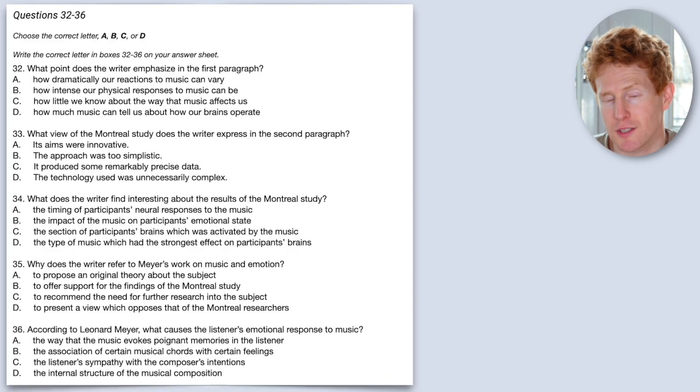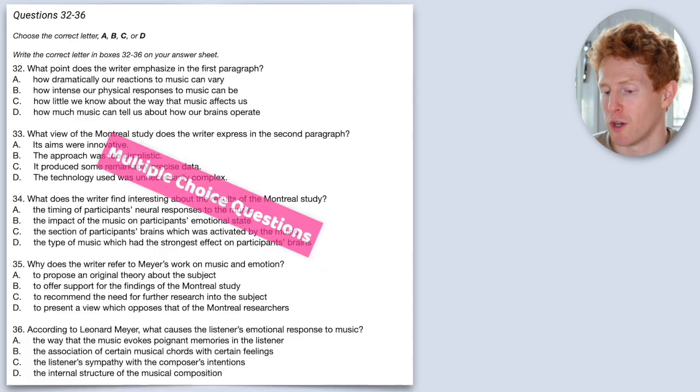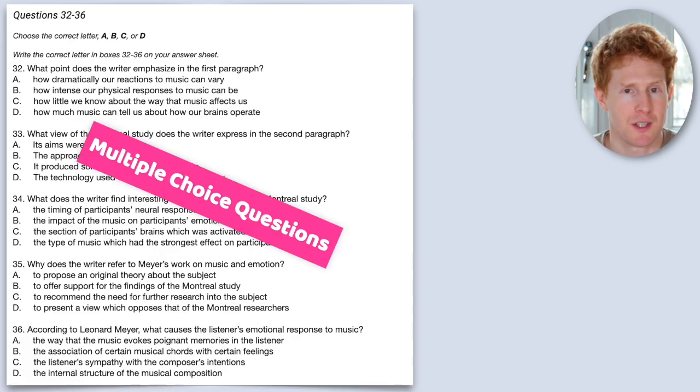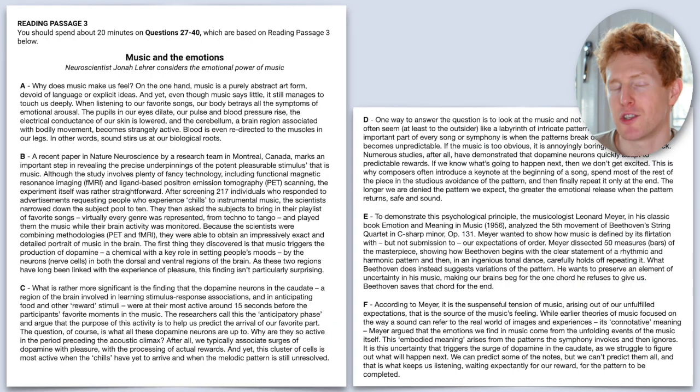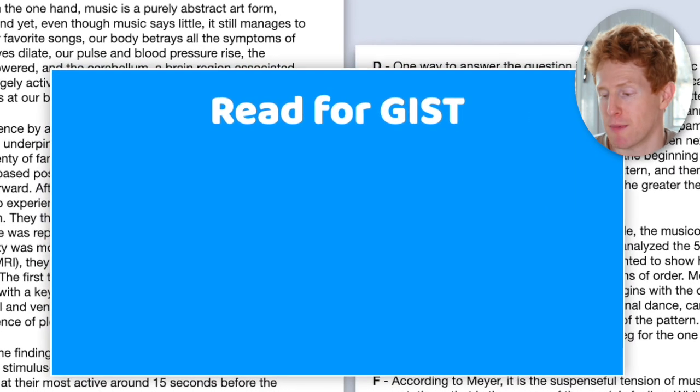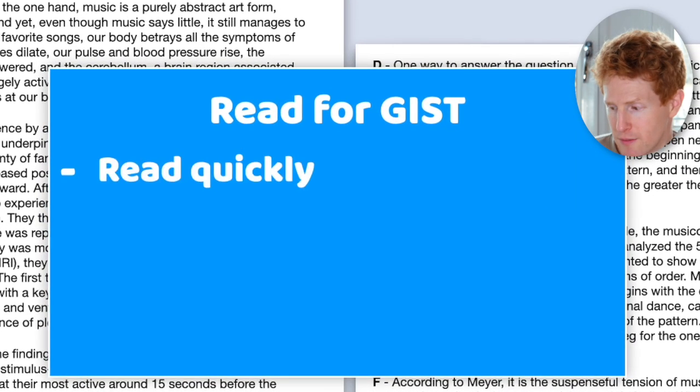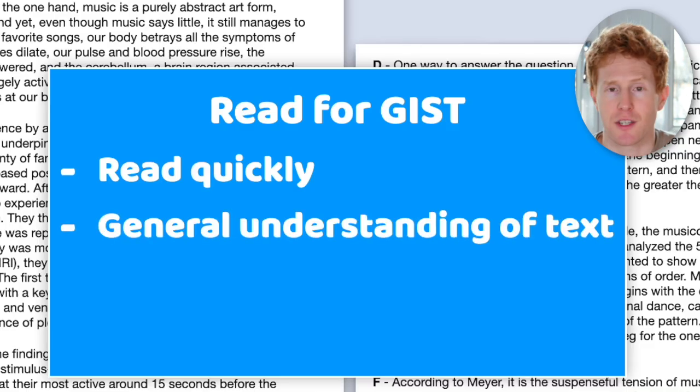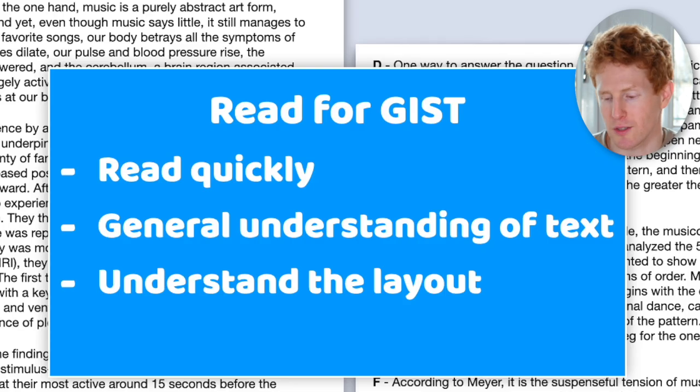So, as always, when you start the IELTS reading test, you'll glance at the questions, you'll acknowledge what type of question it is. In this case, we've got multiple choice questions. But what you'll do after that is immediately go to the text and read for gist. Now, reading for gist means reading quickly. It means getting a general understanding of the text. It means understanding the layout.